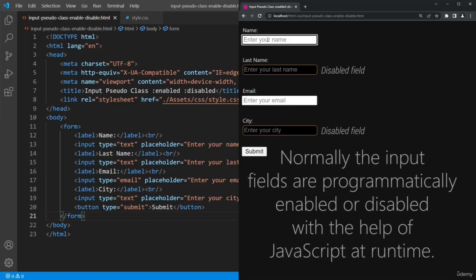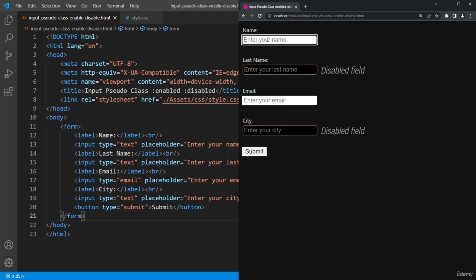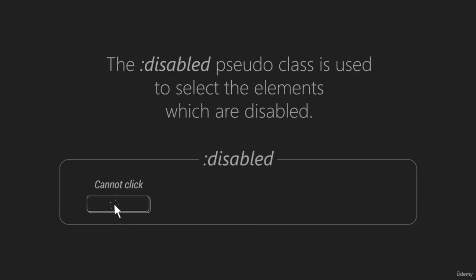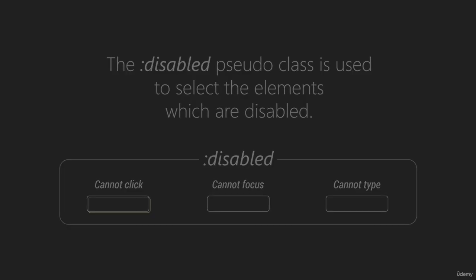Normally, the input fields are programmatically enabled or disabled with the help of JavaScript at runtime. But here, as we are understanding these pseudo classes, we are changing them at design time with the CSS code. So again, the disabled pseudo class is used to select the elements which are disabled, and disabled means you are not allowed to type anything or select those elements.